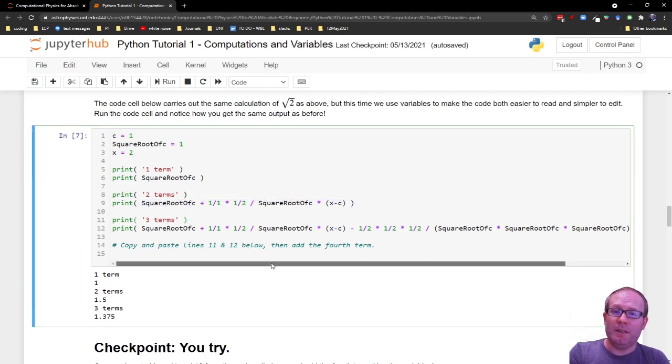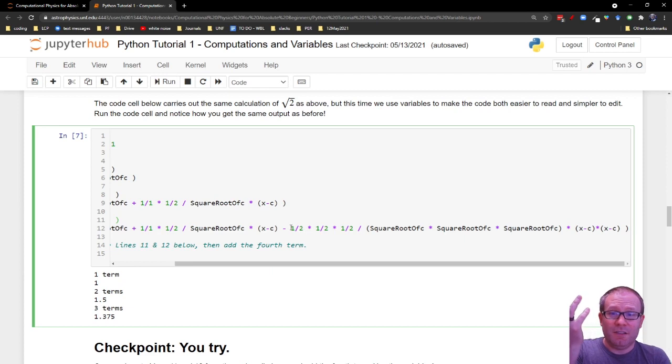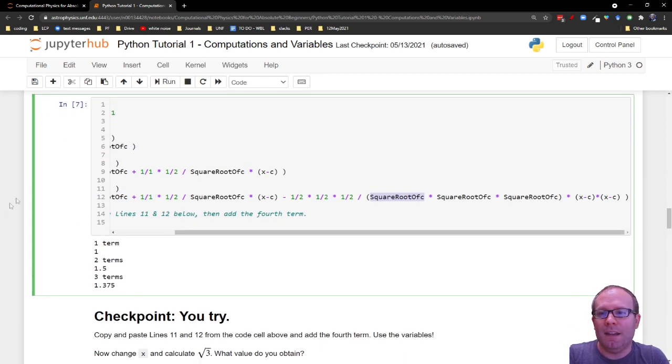So then when I go to 3 terms, it looks like the equation. I'm not having to keep track of what all the 1's and 2's are. I just literally type out what I had in the equation. It's a little bit different because I have to give things names. So like I call it square root of c because that's what it is. It's the square root of c that I had in the equation.